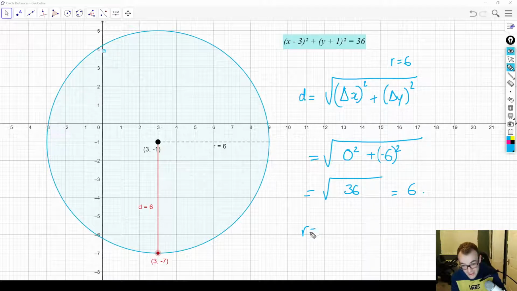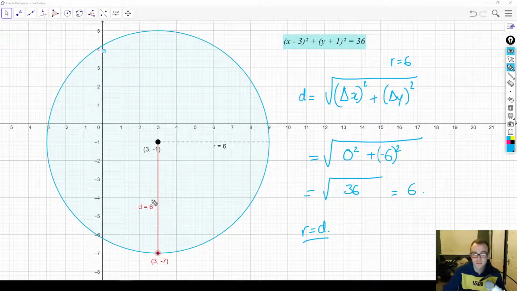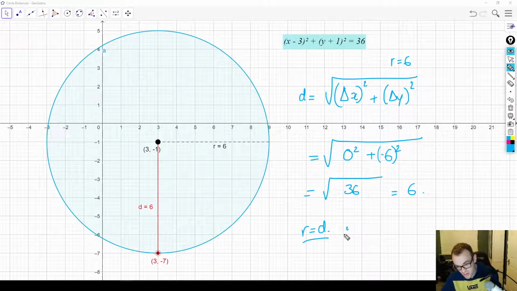Radius and distance in this case are equal. Therefore, the point should just be on the circle. Therefore, that little three-dot symbol is a therefore. Therefore, the point is on the circumference of the circle. Cool.